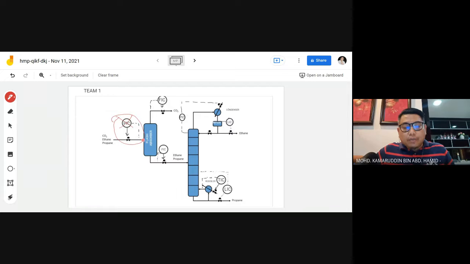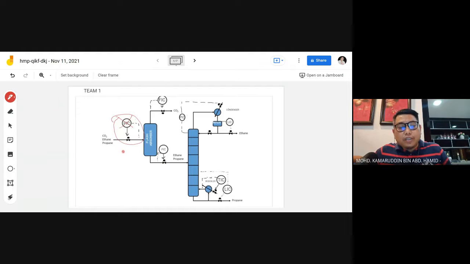Maksudnya, equipment with the resident time, meaning there is a certain volume, and a certain time required for the component to stay within the equipment. Sebab tu kita panggil dia resident time. Whereas in a pipe, there is no resident time because you don't hold it. So you cannot have a pressure controller at the feed.